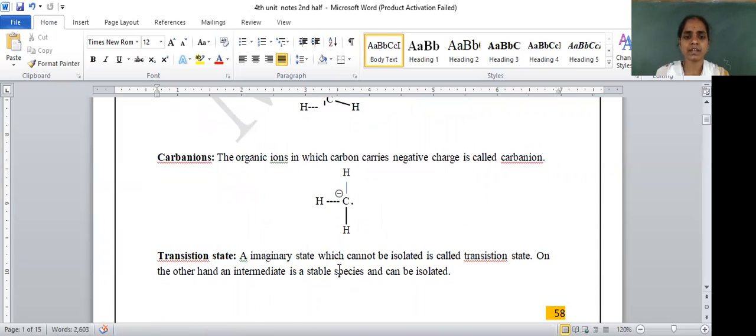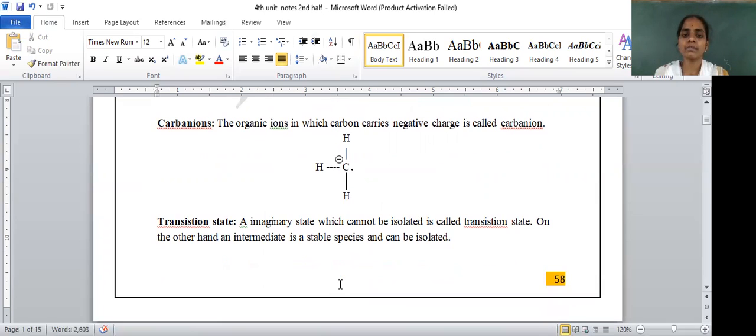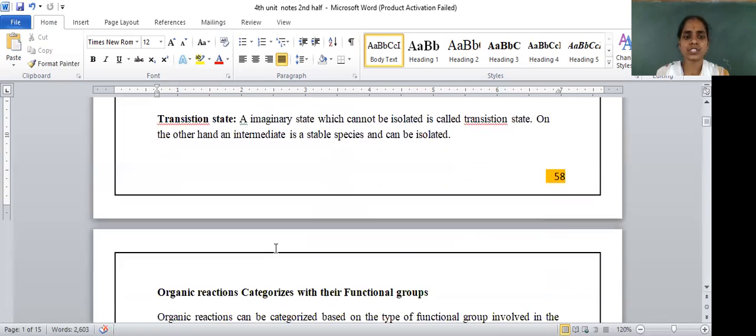And a transition state. The transition state, an imaginary state which cannot be isolated, is called the transition state, and it is also called the intermediate. Here the imaginary bonds are making the product formation. So that is the transition state.